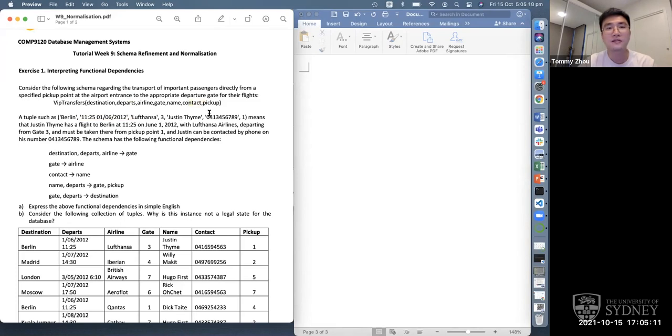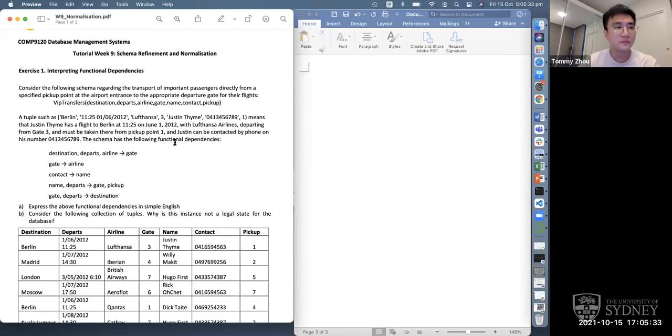And contact here and pickup 1 means that just in time has a flight to Berlin at this time with Lufthansa Airlines departing from gate 3 and must be taken there from pickup point 1. And Justin can be contacted by phone on his number in here. And the schema has the following functional dependencies.